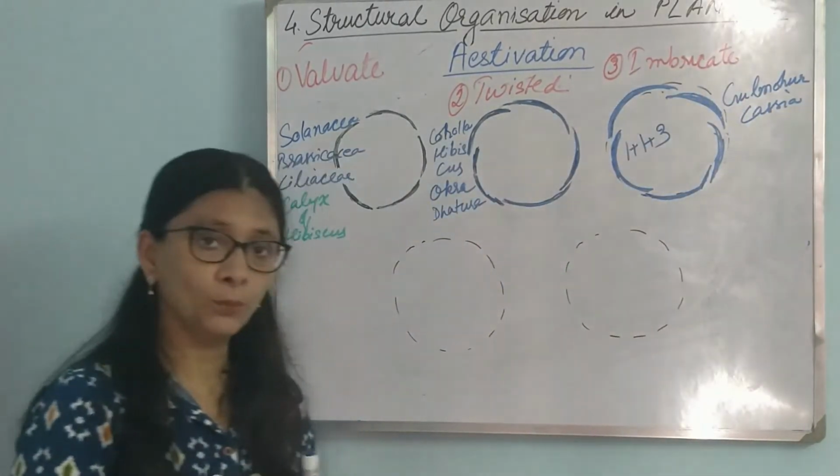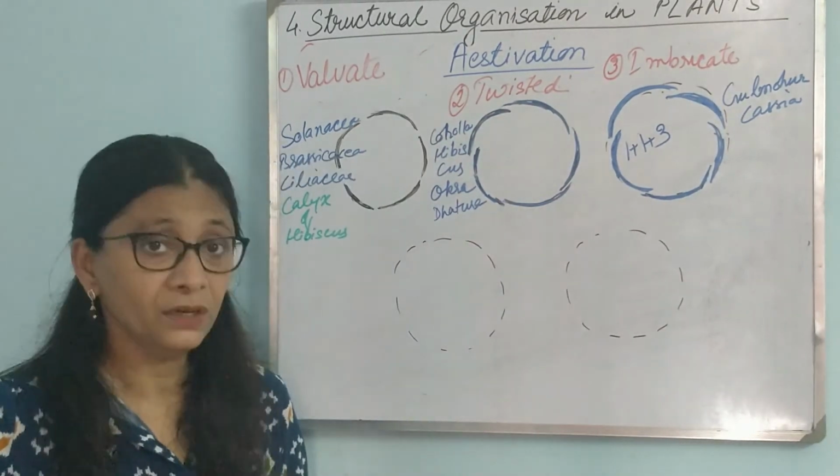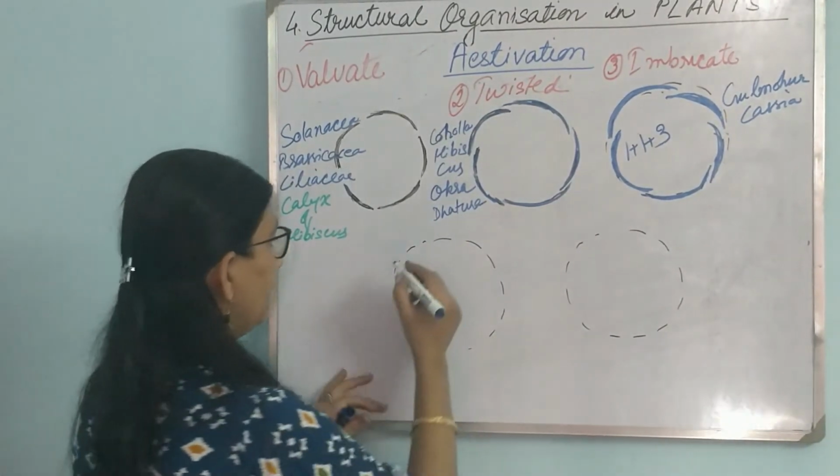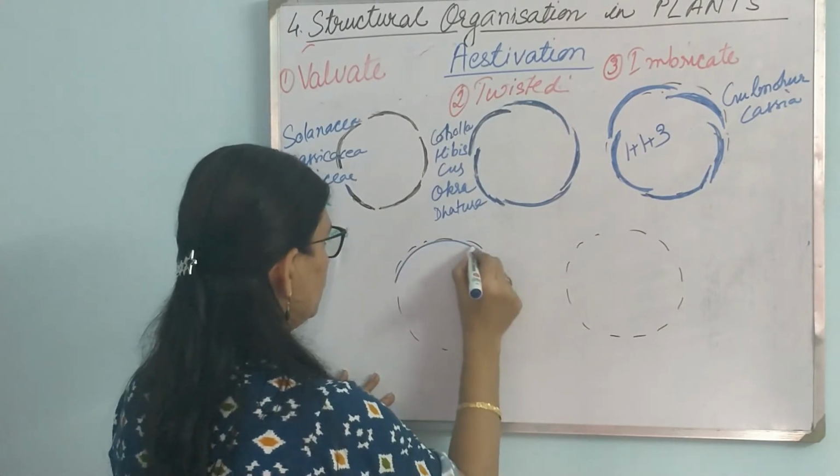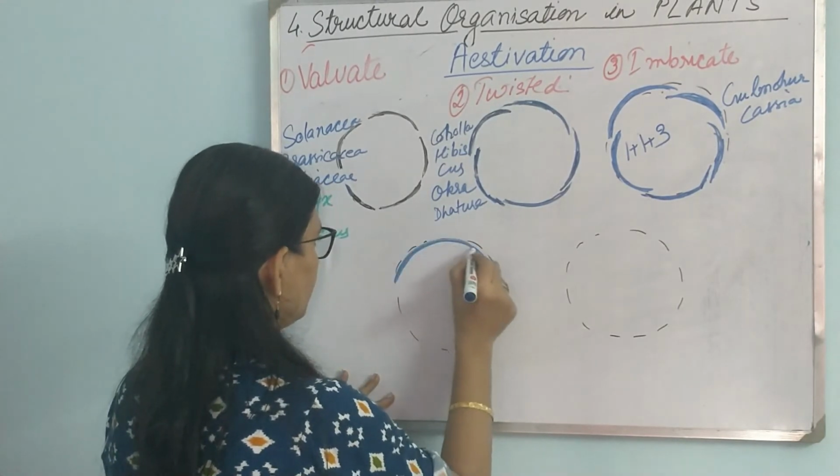Imbricate. It is found in gulmohar, cassia. Please remember the name of the example. Now the fourth type is something very special. Fourth type is something like this.